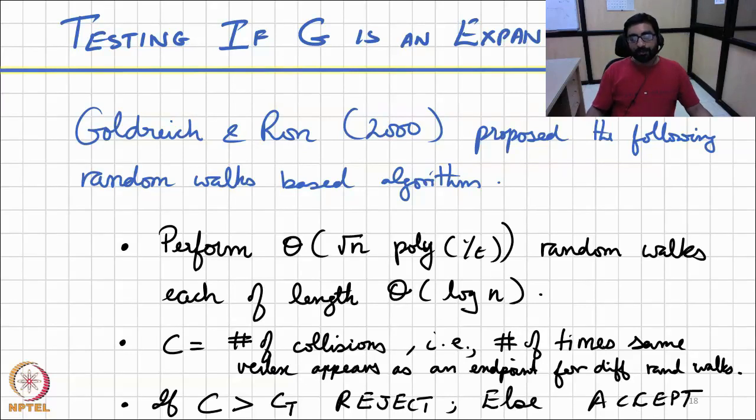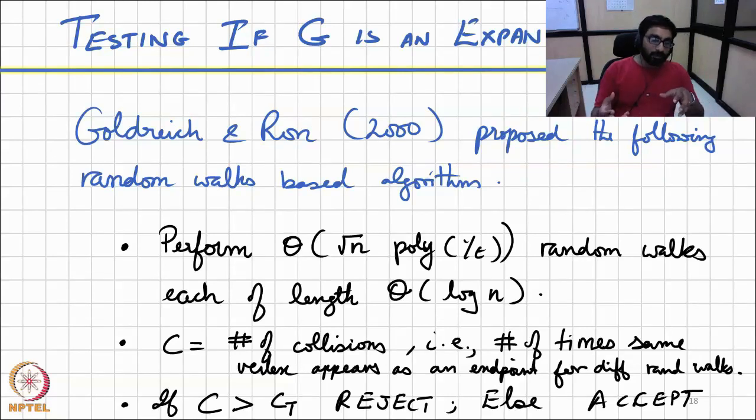Now, if the graph is a good expander, these square root of n times polynomial in 1 over epsilon random walks are going to completely mix. And if you recall the birthday paradox, these square root of n random walks are going to be such that there are not too many collisions if they are completely well mixed.